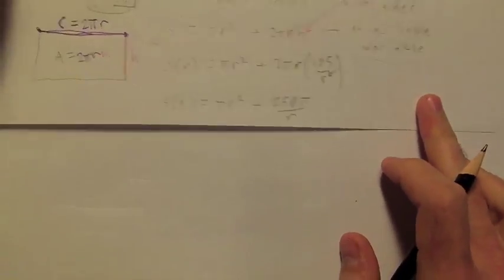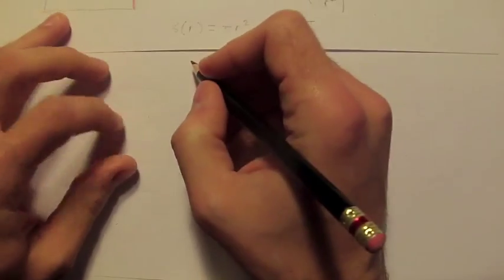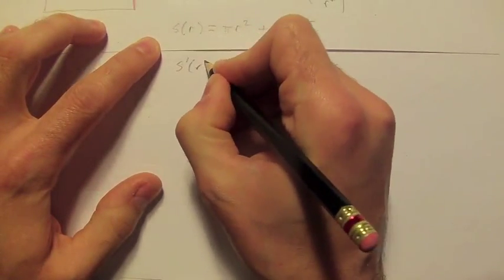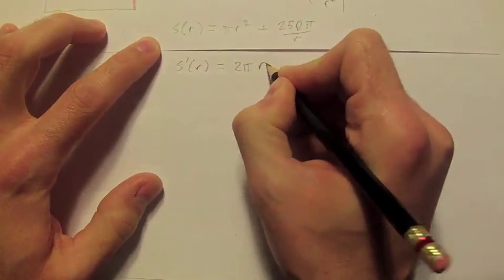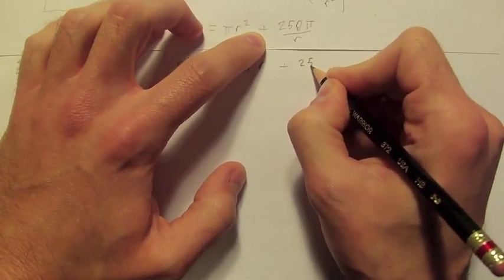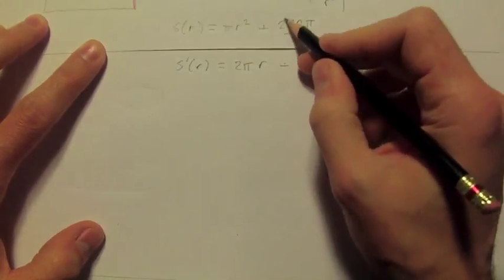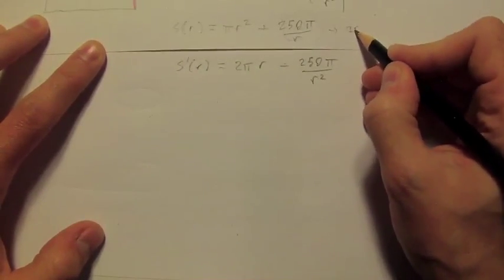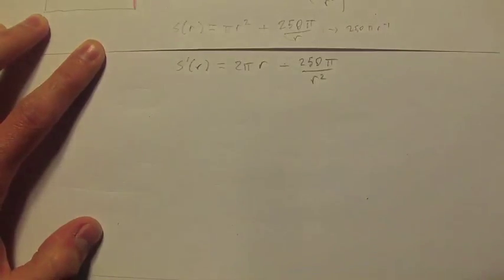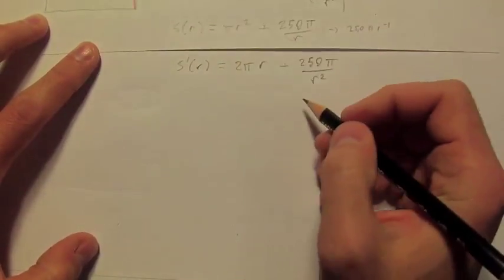And now, what do we do? Now that I have this formula, s of r, well, we take the derivative. This is going to be s prime of r is 2 pi r minus 250 pi over r squared. This thing you could write as 250 pi r to the negative 1 and do it that way. I'm just saving time because I want to talk more about the maximizing than taking derivatives.